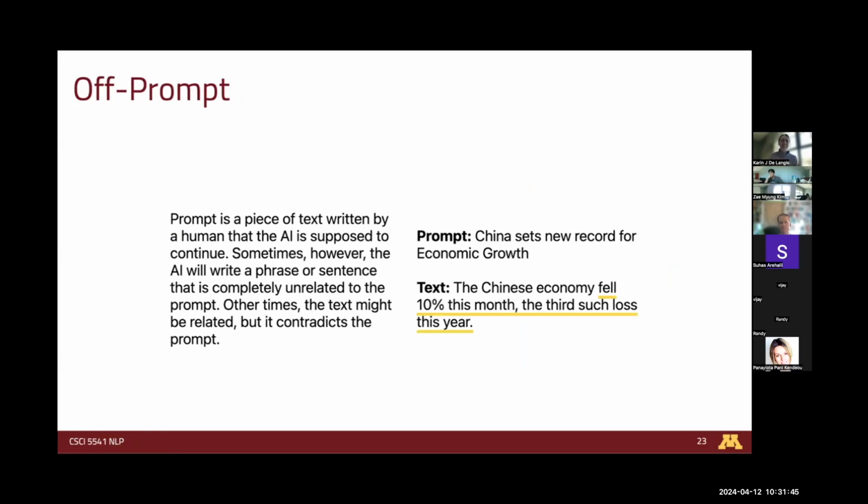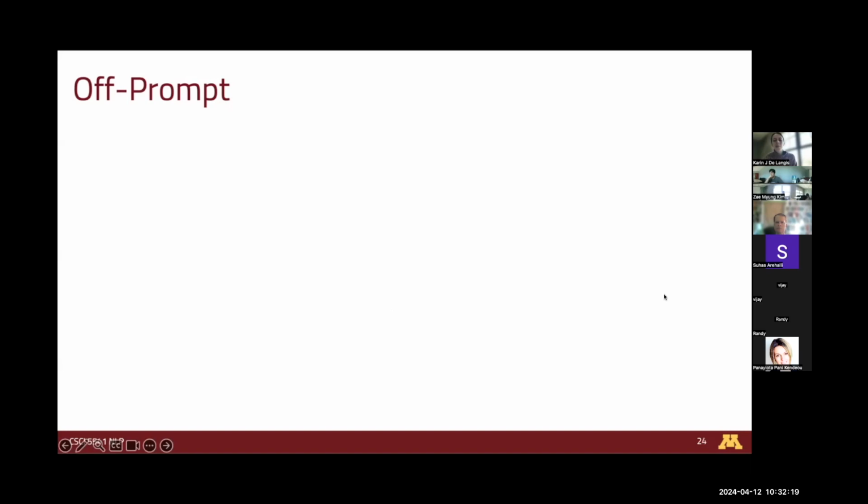The next type of error that we look at is off-prompt, which is another one of these error types that happens much less in the state of the art models today. Off-prompt data is basically if you have the beginning prompt for how the news article should start. So for example, if the news article should start with "China sets new record for economic growth," and the model continues by saying that the Chinese economy fell 10% this month, that is not following the prompt. So this is an example of an off-prompt error.